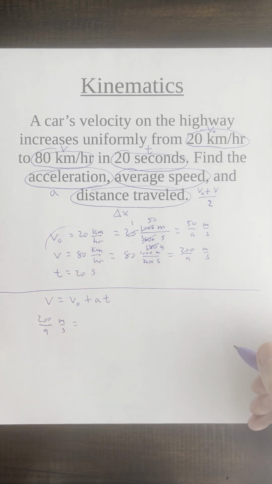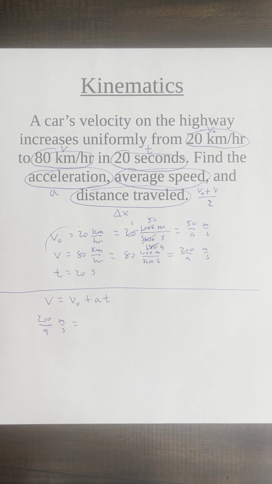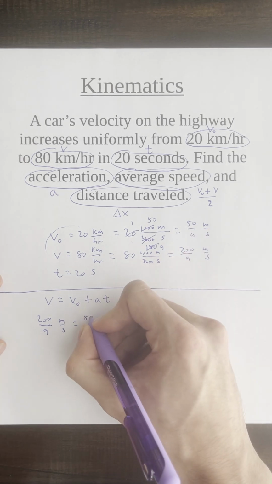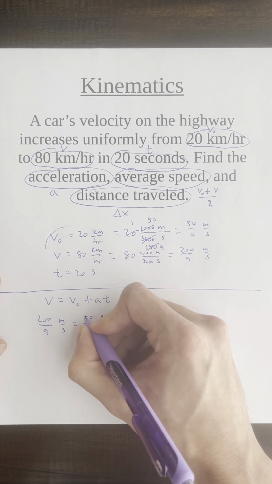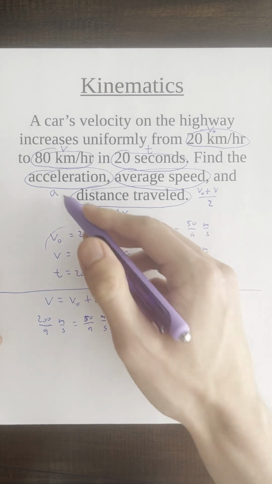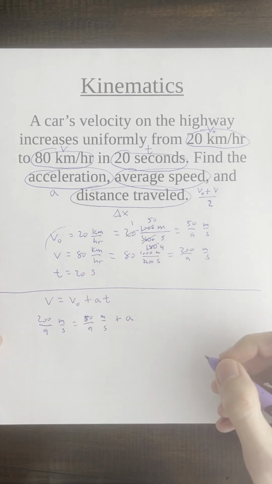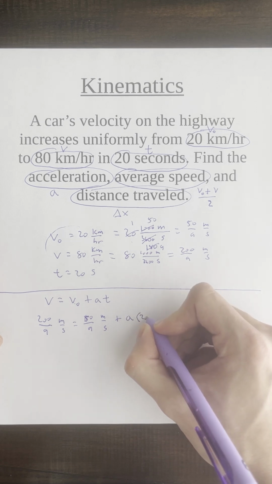How about V naught? What am I going to change this to? 50 over 9 meters per second. How about acceleration? Well, that's what we don't know, so I'm going to leave it as A. And T is how much? 20 seconds.